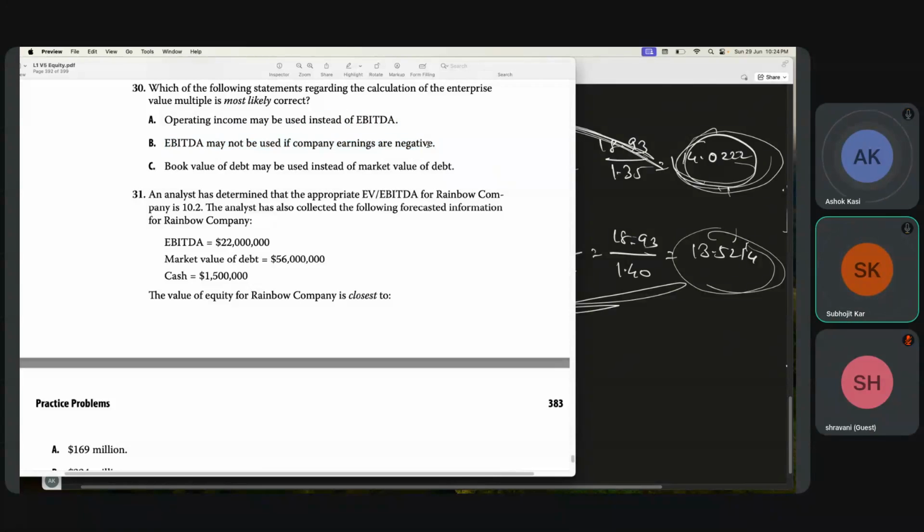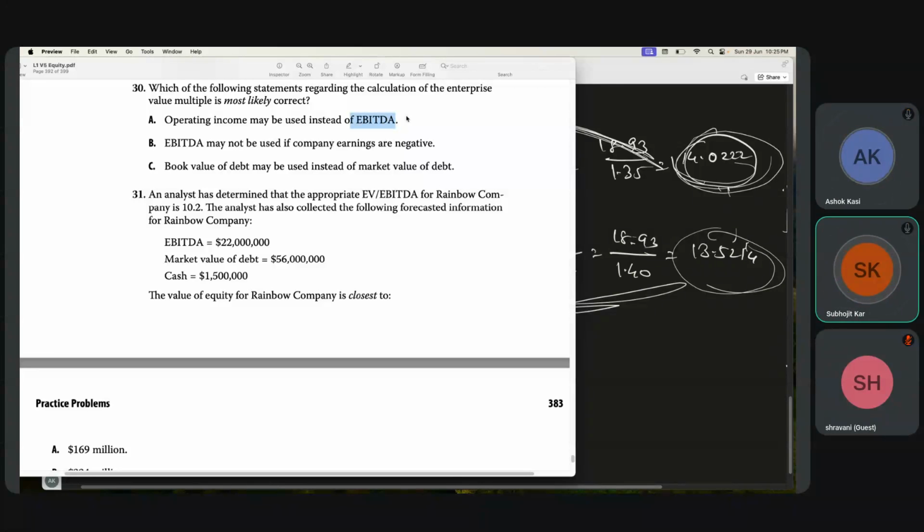Can you explain point A, operating income may be used? Operating income is EBIT they are speaking, instead of EBITDA. EBITDA is the more accurate one. Why? Because you don't want to go for depreciation when you are acquiring a company. You want to know how much it is earning before interest, tax, and depreciation. From EBIT, depreciation is already deducted, right?